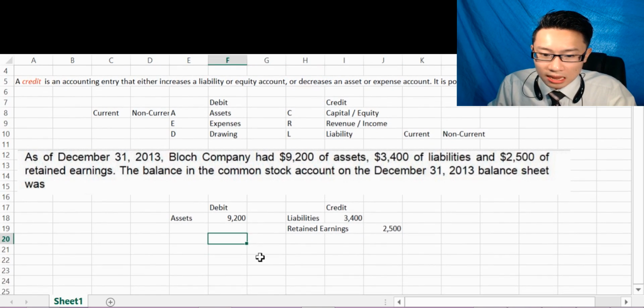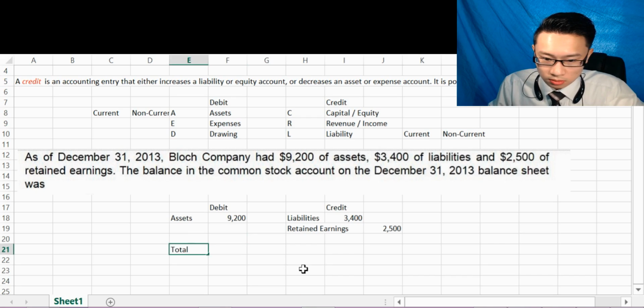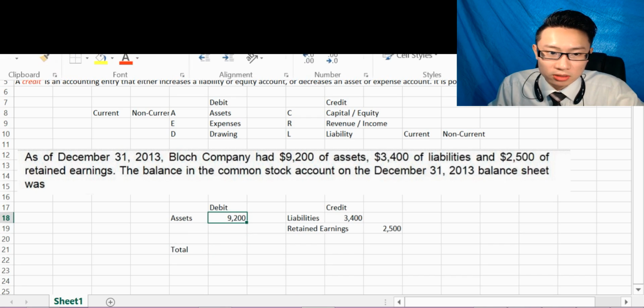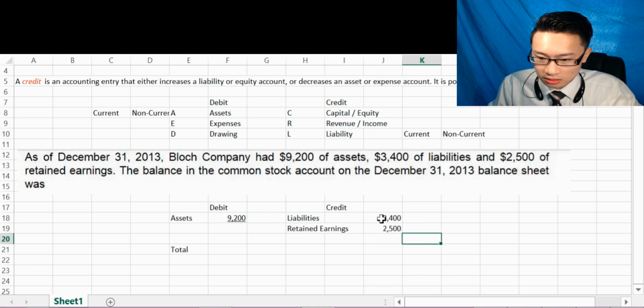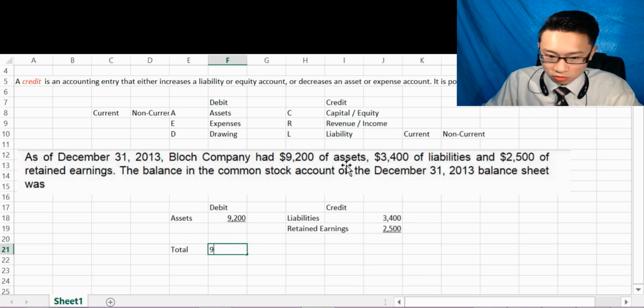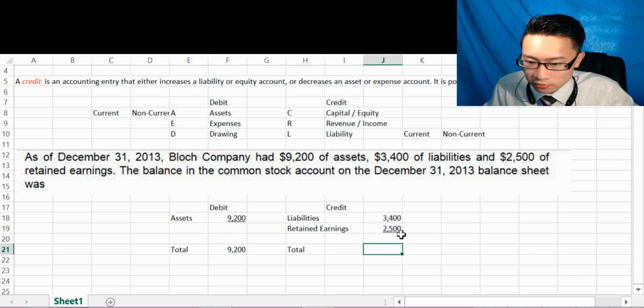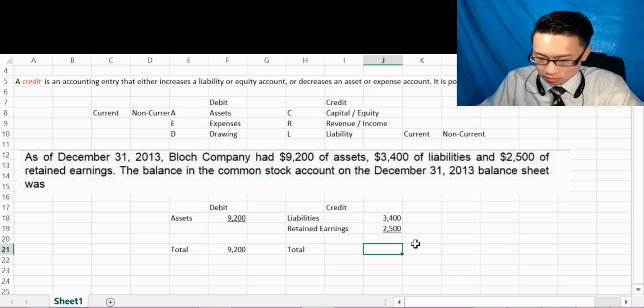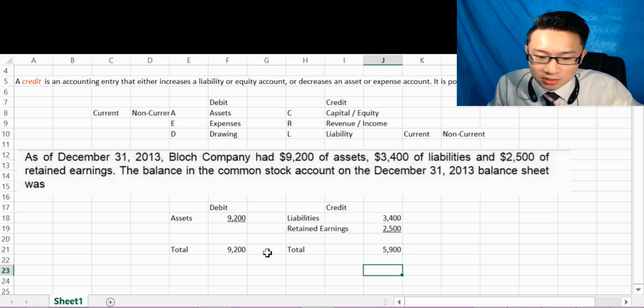So we would usually add these all up, so we can go total. And we usually put an underline to show these are the totals for all those. I'm going to put an underline here as well to show the total. So we have the total debit of 9,200 and then the credit of 5,900. You can just put this in the calculator. Good. As you can see, the debit is 9,200 and credit is 5,900.